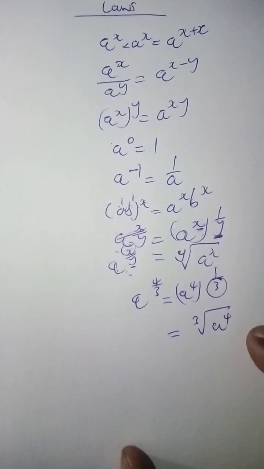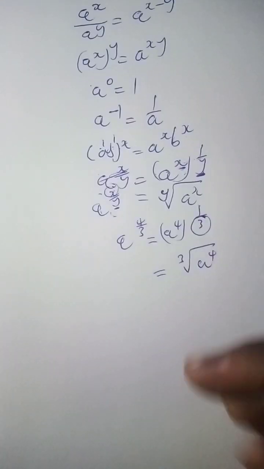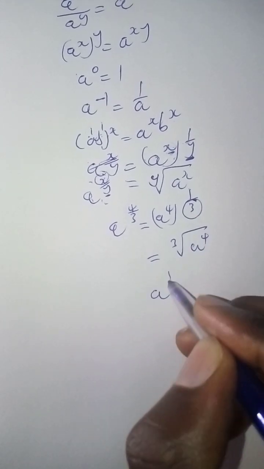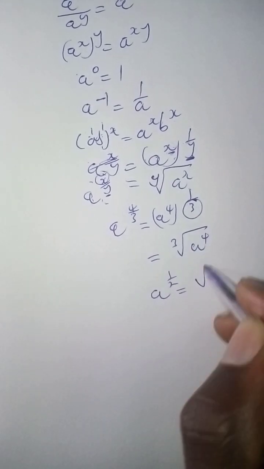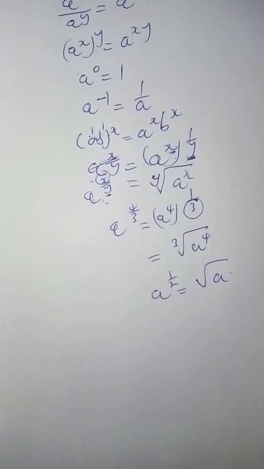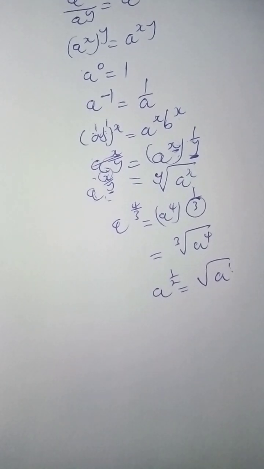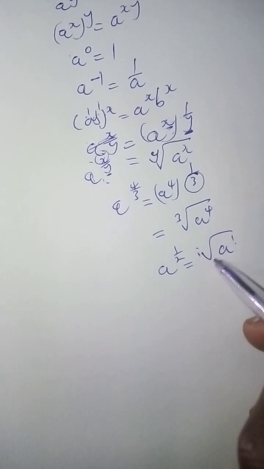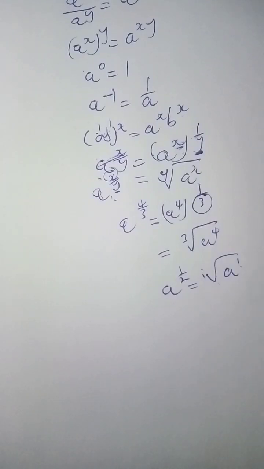Now from here, another thing: if you just have a half, a^(1/2), this is equivalent to the square root of a. So we have an exponent of 1, and we do not have to write the 2. You can just write the root sign alone. The only time you can write the value outside is if it's 3, 4, 5 going forward. But if it's 2, just write the square root alone.